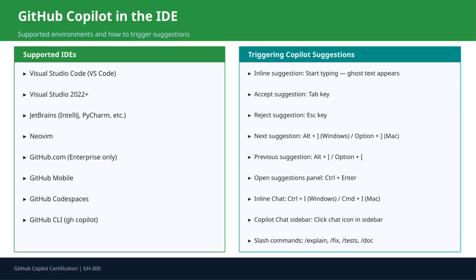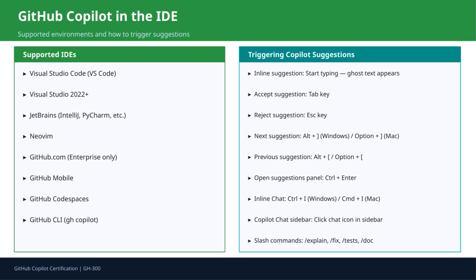Here, we focus on GitHub Copilot's integration with various IDEs and how you can easily trigger its suggestions. Copilot supports a wide range of environments, including Visual Studio Code, Visual Studio 2022 and later, JetBrains products like IntelliJ and PyCharm, as well as Neovim. It's also available directly on GitHub.com for enterprise users, GitHub Mobile, GitHub Codespaces, and even through the GitHub CLI using the gh copilot command.